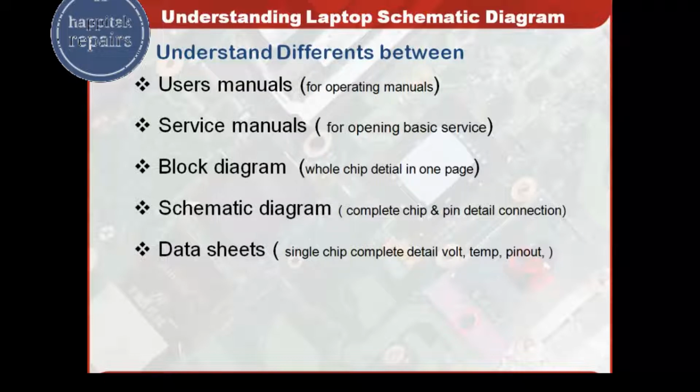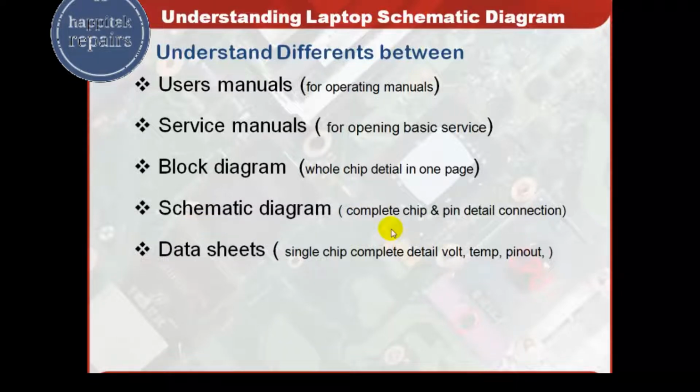Service manuals are for basic opening service, no repairing, only parts replacement. Service manual means only opening and closing of laptop parts. In a laptop, a block diagram means the whole chip detail on one page. Before the schematic diagram, there will be a block diagram which indicates the connections of different ICs, not with the pinout, but the main connections, like the CPU is connected with the North Bridge, written on the block diagram. Schematic diagram means complete chip and pin detail connection.